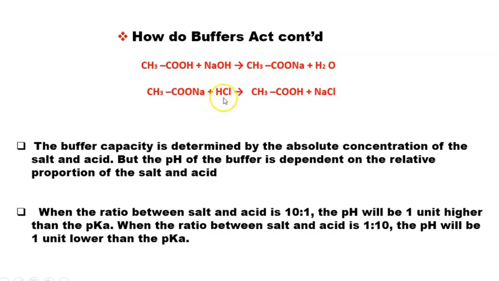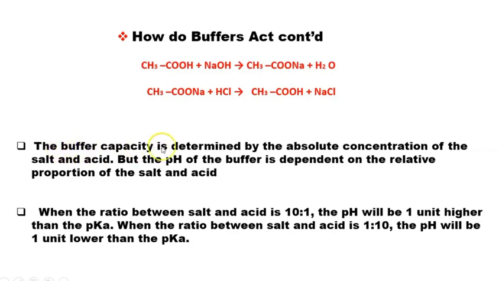But in this case, look at hydrochloric acid added to acetate. At the end, you still have what? Acetic acid, which is an acid, and then sodium chloride, a salt. Acid and salt. So in this case, there is a change in pH, and so the buffering capacity is not working.